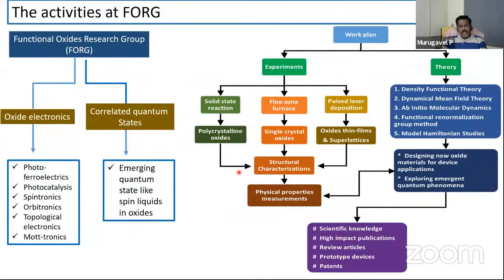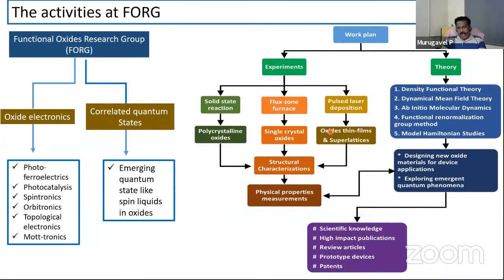So what do we do in the functional oxide research group? The functional oxide research group actually has 2 verticals. The first is oxide electronics, where we will be focused mostly on application-related phenomena, right from photovoltaics to topological electronics. The second vertical is correlated quantum states, where the fundamental aspects of some of the quantum materials will be the focus.